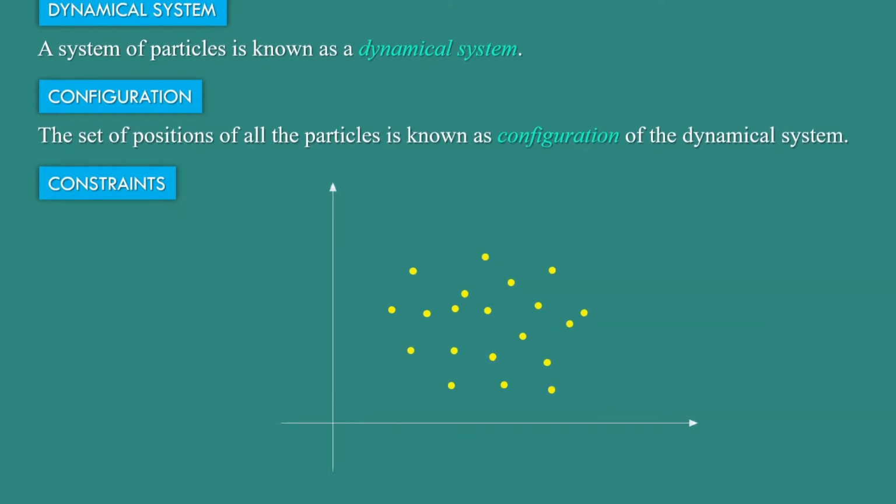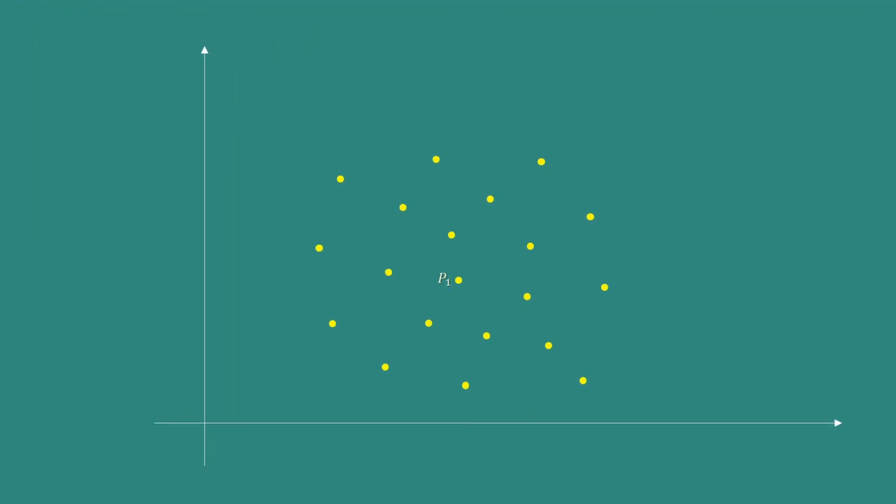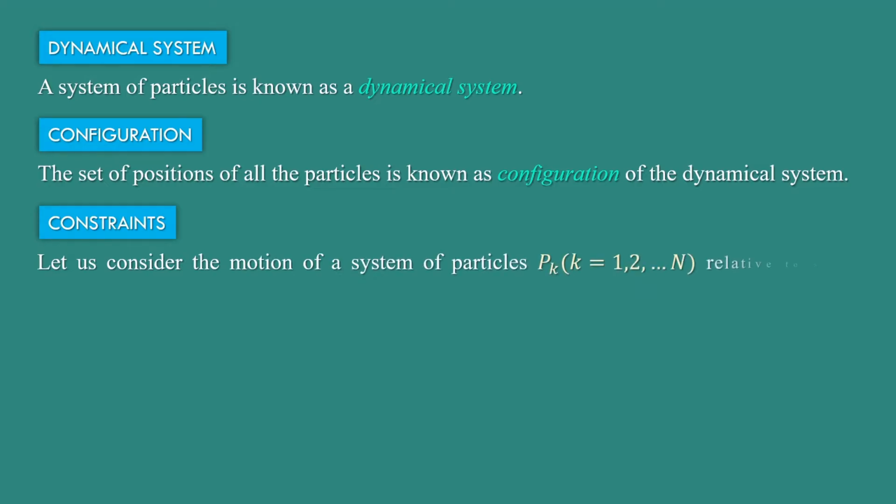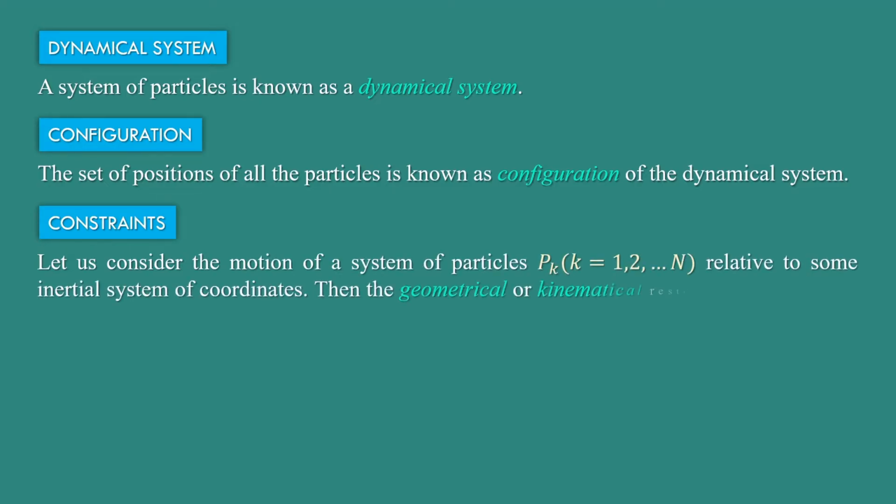Constraints. So at first we consider a system of particles pk where k goes from 1 to n. Now if we consider a particle p1, then its position is given by r1 and velocity is given by v1. Similarly, for other particles, we have position and velocity. On the position and velocity of the particles, we impose some restrictions, that is geometrical and kinematical, which are known as constraints.